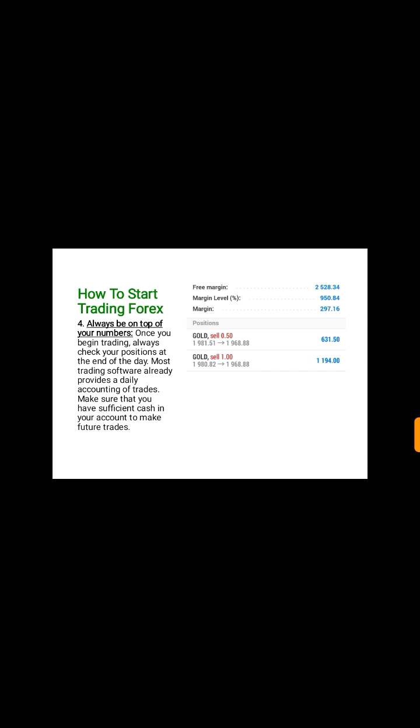So what I mean by be on top of your numbers is when you place a trade in the morning, at the end of the day, check it out and see how your trade is doing. Is it in profit or is it in loss? If it's in the profit zone, then you can determine if you want to close the trade or not. If it's in loss, you can also determine if you want to close the trade or not. That's what I mean by be on top of your numbers. But do not get glued to your charts, because that is going to cause you a whole lot of emotional roller coaster, and you do not want that.